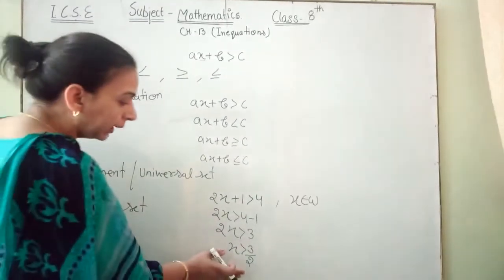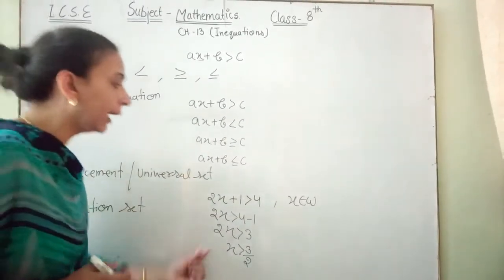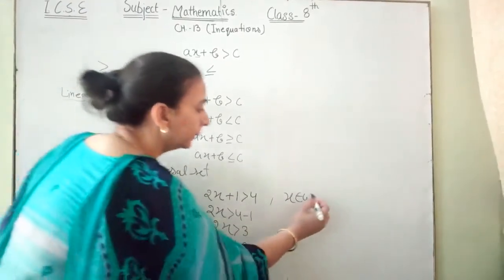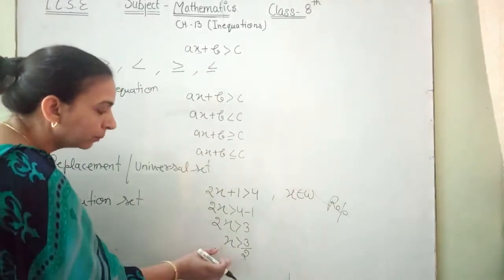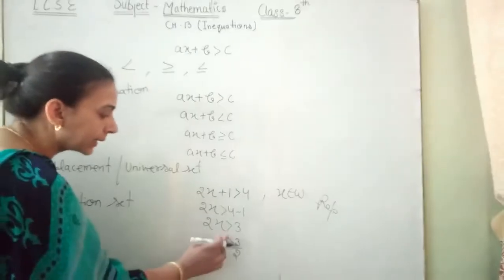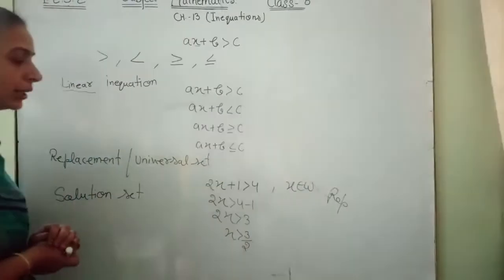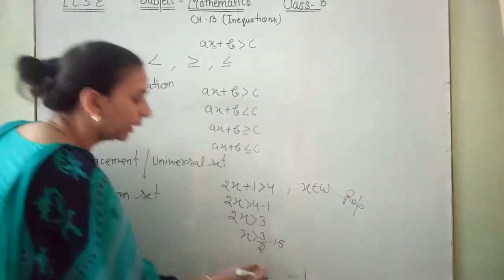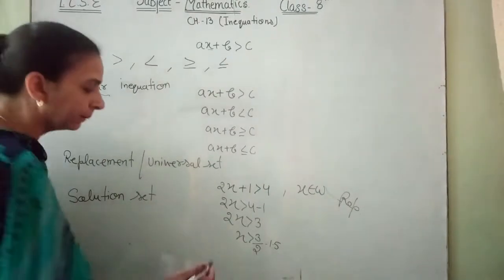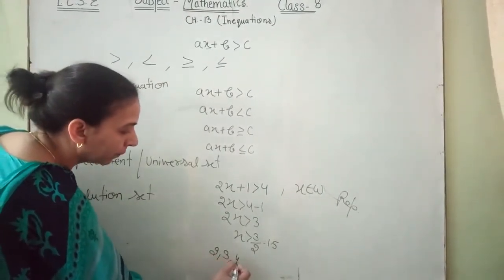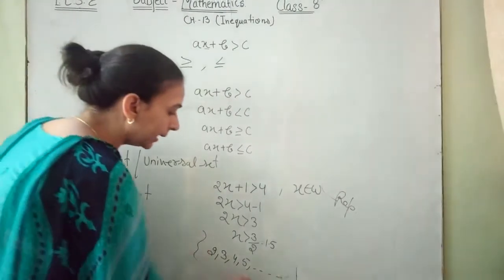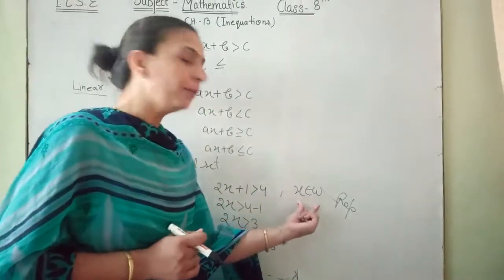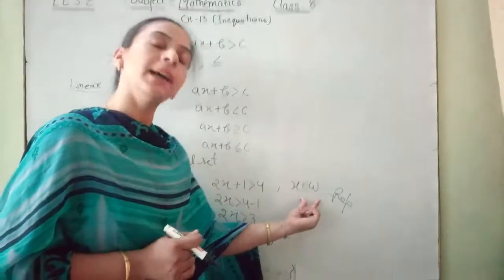Students, the set from which we take the elements is the replacement set. All values satisfying x greater than 3 by 2, with x belonging to whole numbers, form the solution. 3 by 2 is equal to 1.5. Then all whole numbers greater than 1.5, meaning 2, 3, 4, 5 and so on, are the solution set. This complete set is the solution set, and the set from which we take these values is the replacement set.